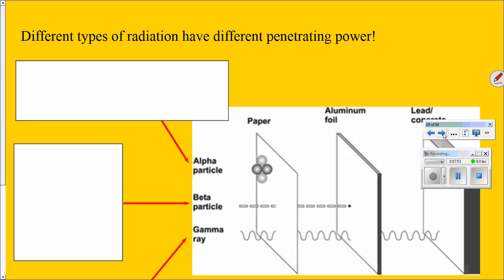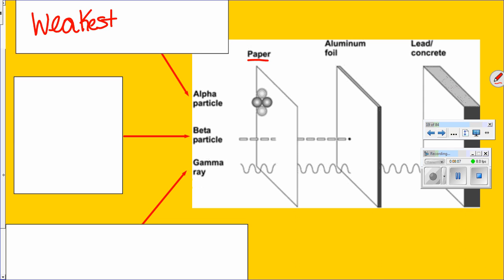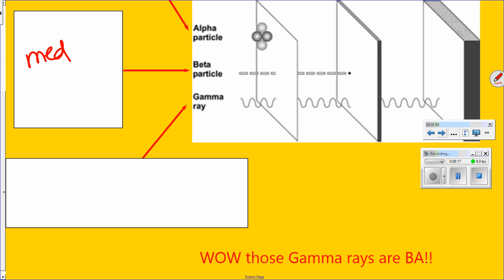Different types of radiation are going to do some different things. Alpha particles have the weakest penetrating power. They can be blocked by a piece of paper. So all you need is your reference table and you can block alpha particles from hitting you. Beta radiation has medium penetrating power. They'll go through a piece of paper, but they can easily be blocked by aluminum foil. So if you're worried about those, just make yourself a suit out of aluminum foil.